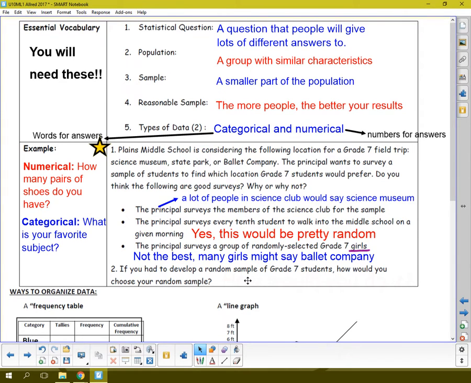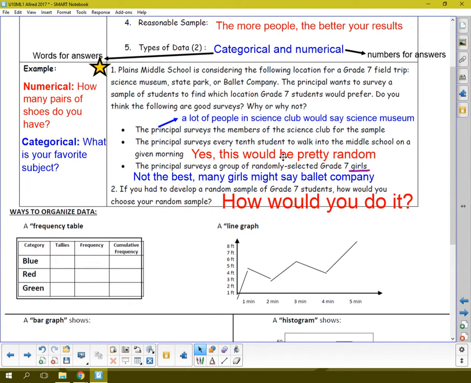Okay, how would you develop your sample if you had to choose? How would you do it? Answer that question on Edpuzzle, and then take what you type in Edpuzzle and write it there underneath number 2.